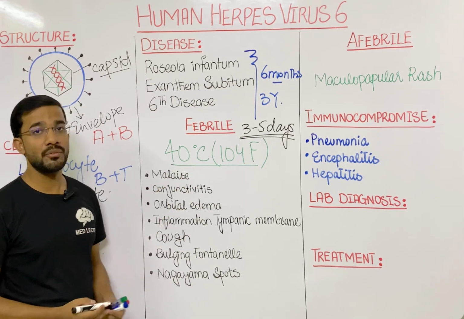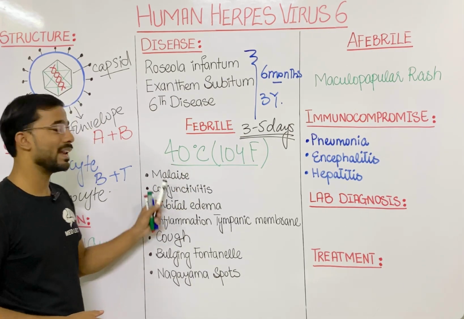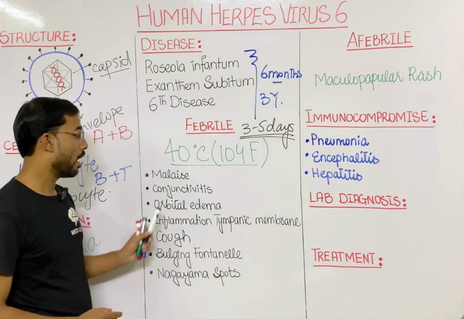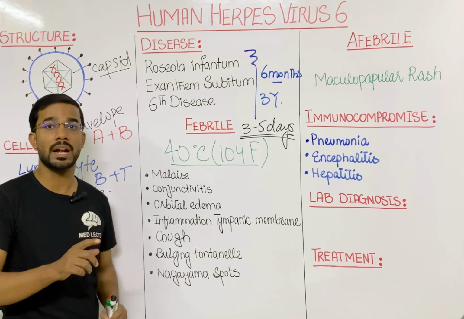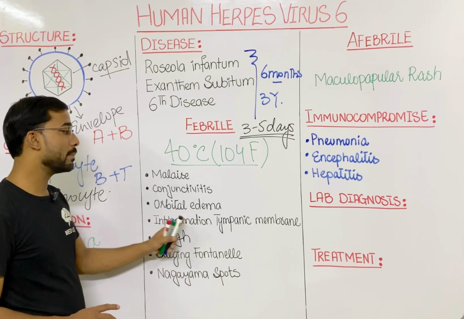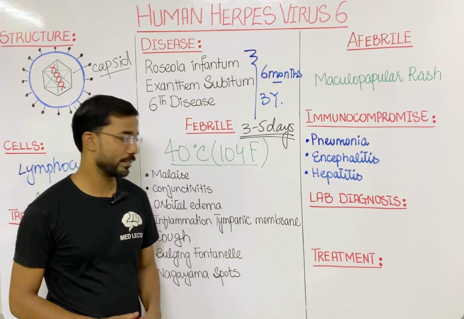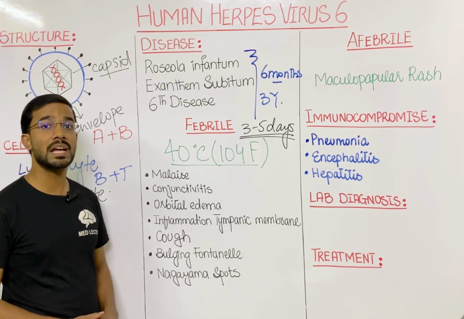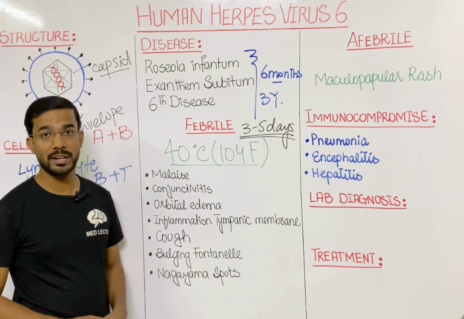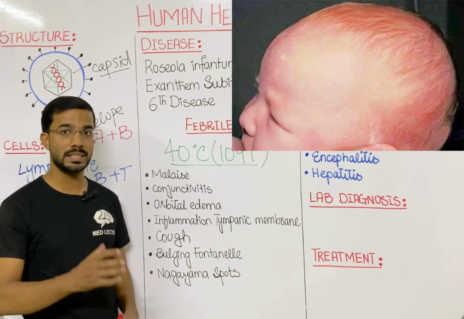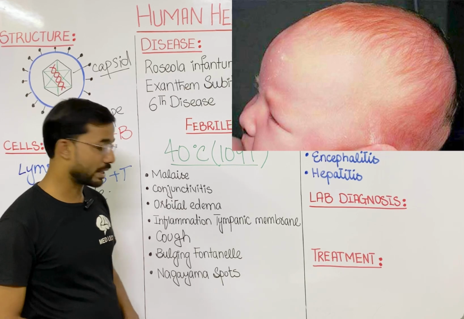And in the febrile phase, you will also see malaise, fatigue, conjunctivitis, redness of eye, orbital edema, swelling around the eye, and inflammation of the tympanic membrane. Tympanic means ear drum. You can also see cough and upper respiratory tract infection, and bulging fontanelles, that is present in our skull.